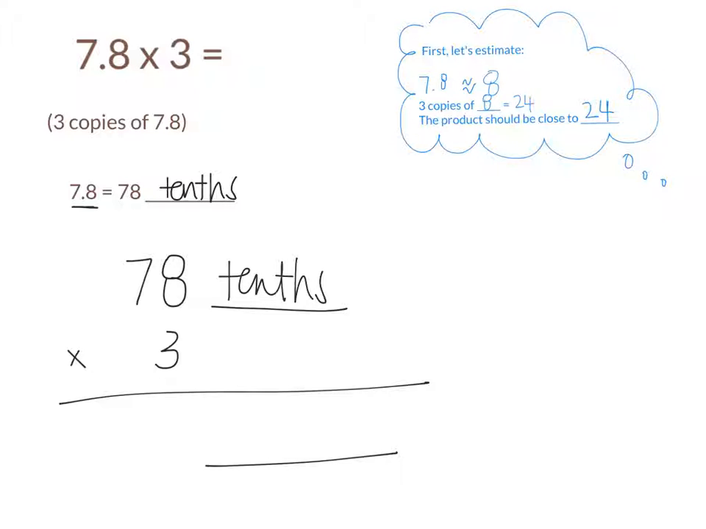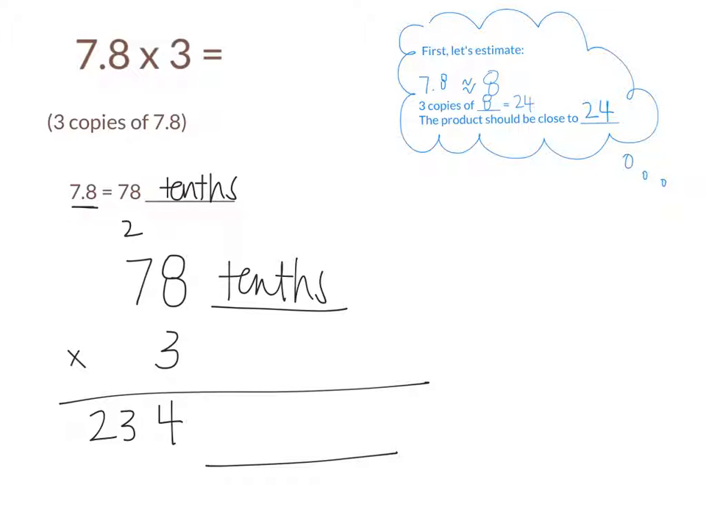Now can we use what we know about whole number multiplication to multiply this problem? Yes. We multiply the ones first. 3 times 8 is 24. So we'll record the 4 and we'll regroup the 2. Now 3 times 7 is 21, plus the 2 we regrouped is 23. So is my answer 234? No. Remember, we're multiplying tenths.